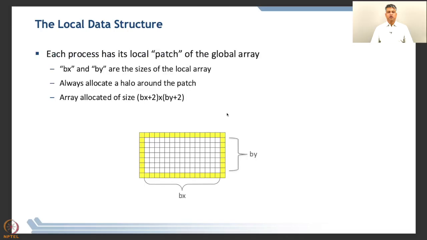And this is where, if you look at each of these unknowns, now let us assume that n was clearly divisible by the number of processors nx and ny. The actual size of the local problem will then be bx and by, and being equal sized, all of these processes have the same bx and by. So what we would do is allocate something called a halo around this local array, which are these yellow points where the data information interchange needs to take place.